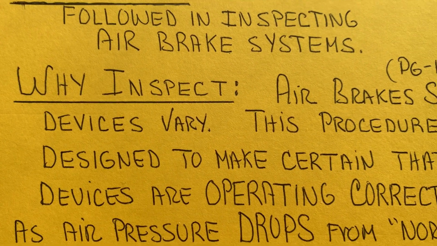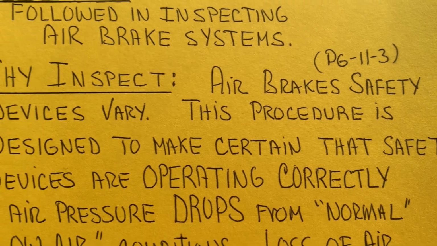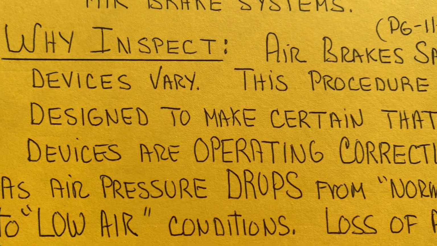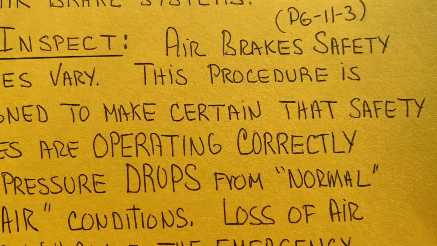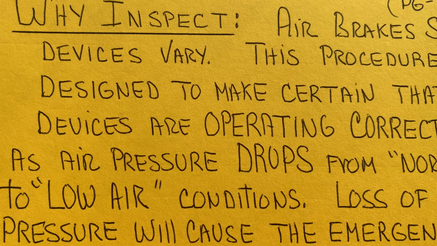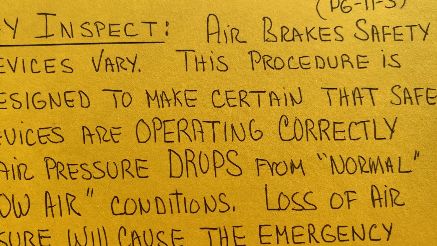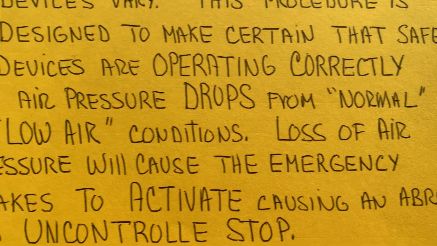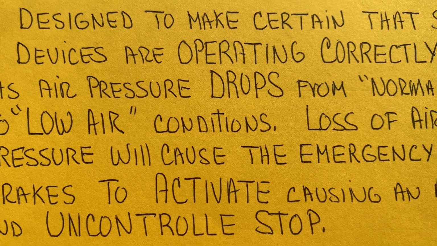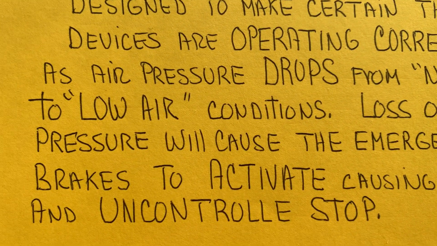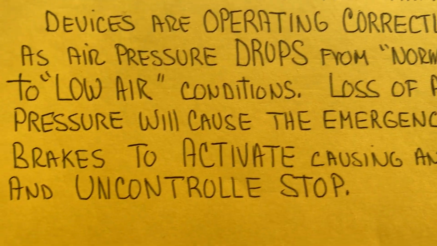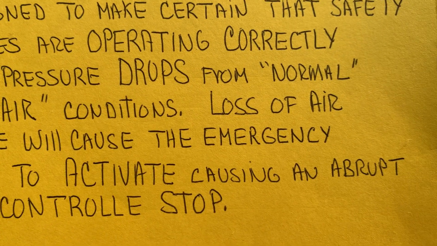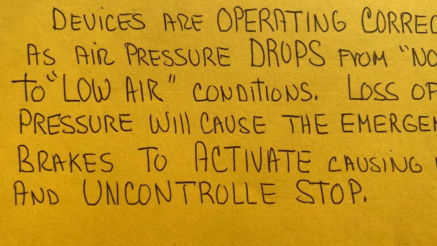Why inspect? Air brake safety devices vary. This procedure is designed to make certain that safety devices are operating correctly. As air pressure drops from normal to low air conditions, loss of air pressure will cause the emergency brakes to activate, causing an abrupt and uncontrollable stop.